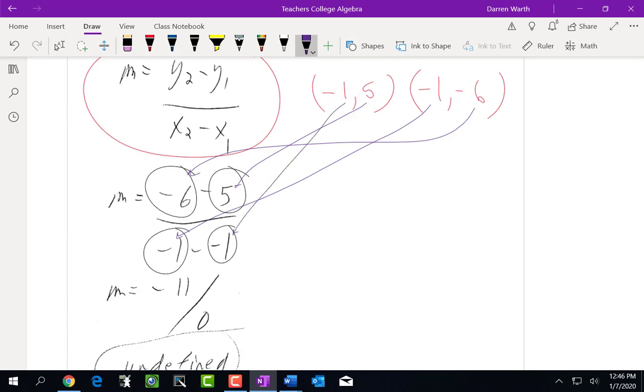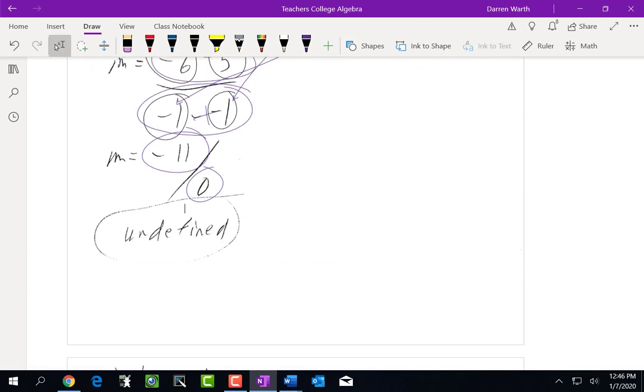So I'm going to simplify that down. My negative 6 minus 5 is going to be negative 11. Negative 1 minus negative 1, because minus minus makes that a plus. It's going to be negative 11 over 0. And so remember, anything over 0 is going to be undefined.